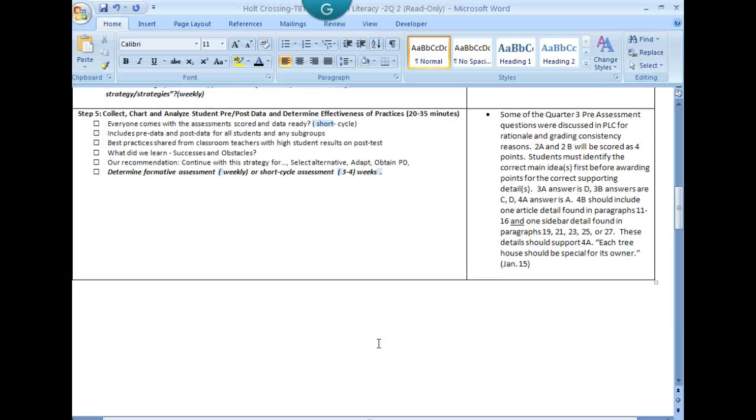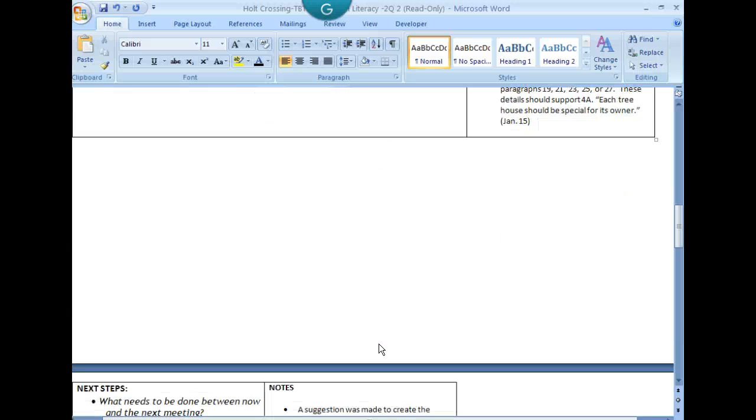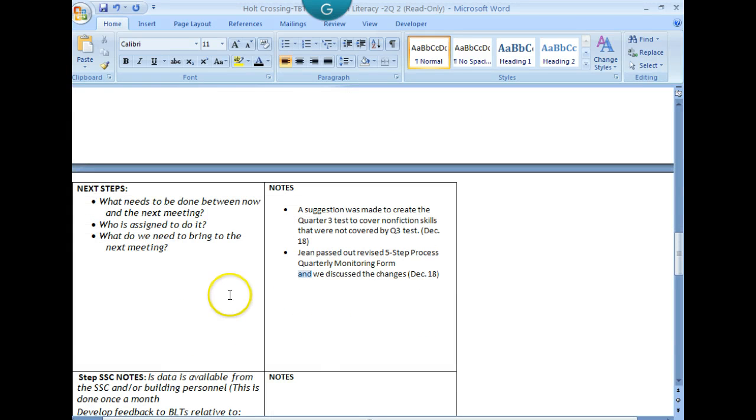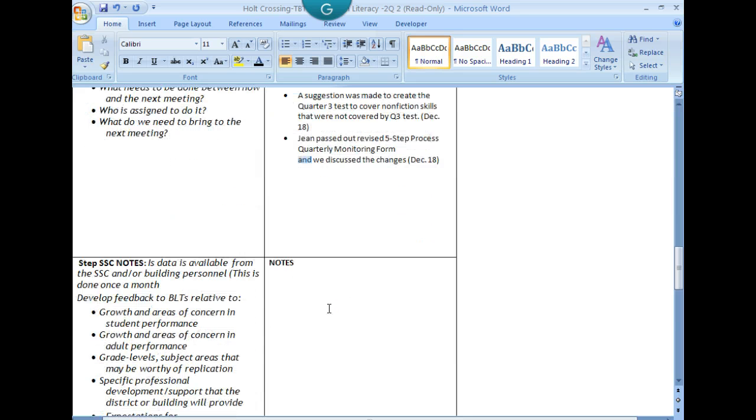And then it is important that the building actually communicates what their next steps are. They have notes. A suggestion was made to create a quarter 3 test to cover nonfiction skills. A teacher will pass out the 5-step quarterly monitoring, and there were no notes to the SSC.